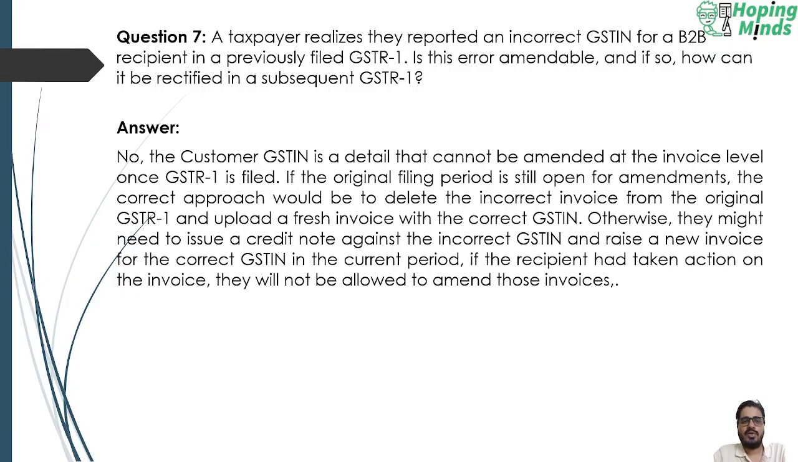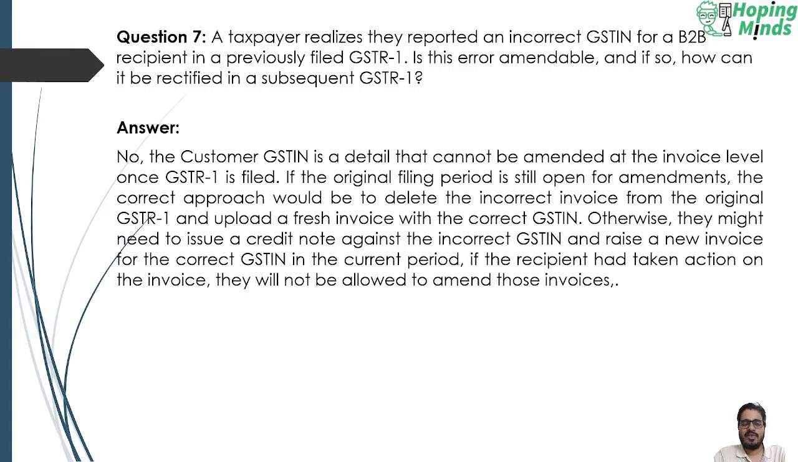So in the given scenario, the customer GSTIN is a detail that cannot be amended at the invoice level once GSTR1 is filed. If the original filing period is still open for amendments, the correct approach would be to delete the incorrect invoice from the original GSTR1 and upload a fresh invoice with the correct GSTIN. Otherwise, they might need to issue a credit note against the incorrect GSTIN and raise a new invoice for the correct GSTIN in the current period. If the recipient had not taken action on the invoice, they will not be able to amend those invoices.